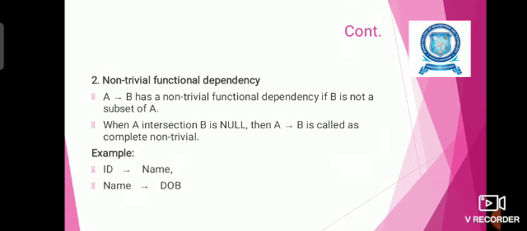Next one is non-trivial functional dependency. A implies B is a non-trivial dependency if B is not a subset of A. When A intersection B is null, then A implies B is called non-trivial. For example, ID implies name, name implies date of birth. This kind of dependency is called non-trivial functional dependency.